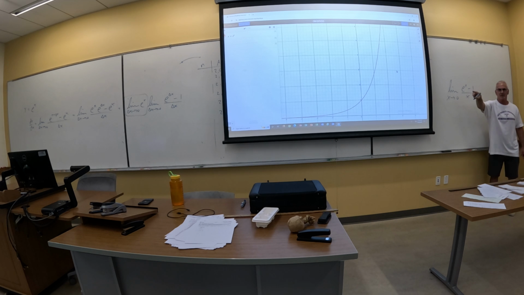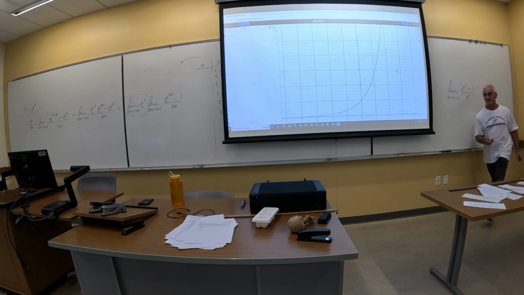Is this the same thing as that? I have delta x going to 0, and that's a delta x, and that's a delta x. So think of it as thing going to 0, e to the thing minus 1 divided by thing. The reason I want to do this is because I can graph this one on Desmos quite easily.